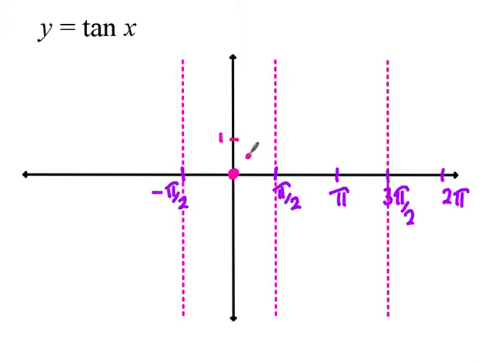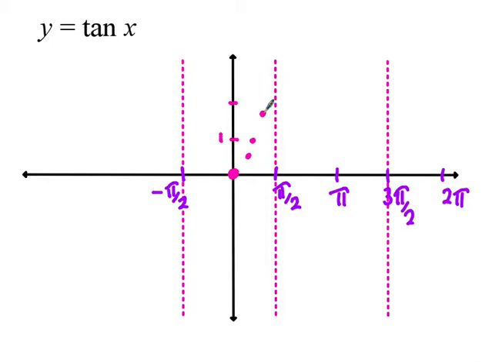Let's look at 45. It is halfway between 0 and 90. What was the value of tangent at 45? 1. So I've got another dot at 1. At 60, what was tangent? Root 3. Root 3 is approximately, for those of you that don't know, 1.73. So there we go, we got some dots there. We just don't know what's going on to the left.